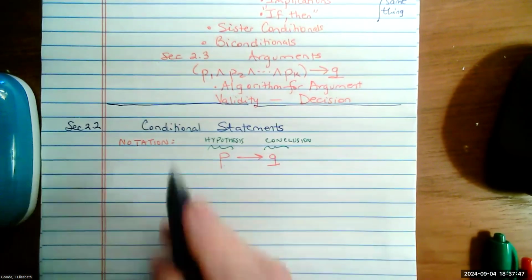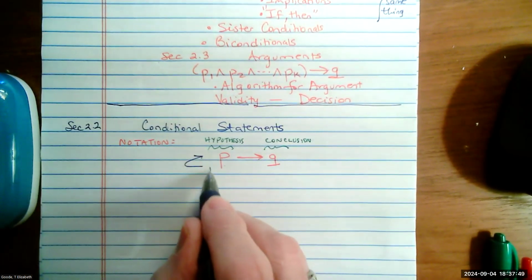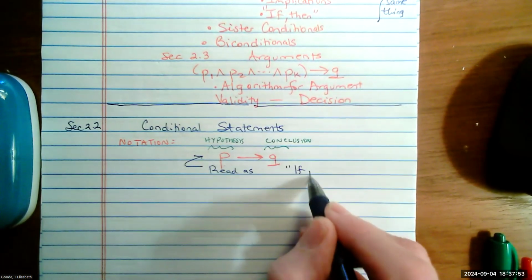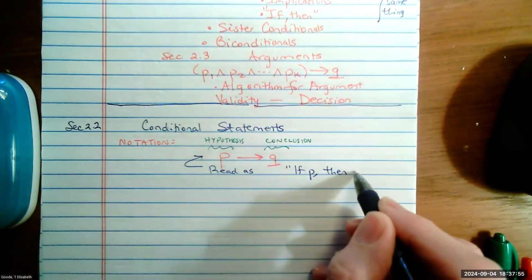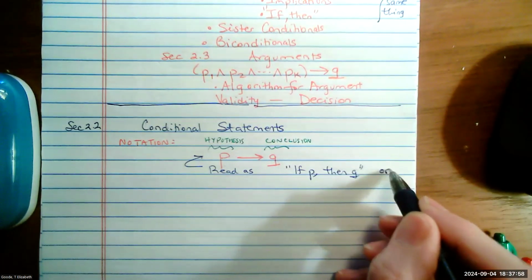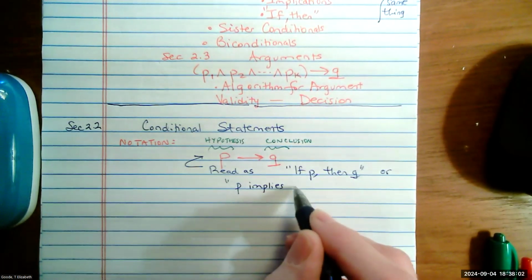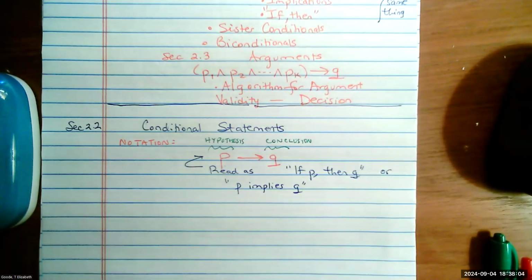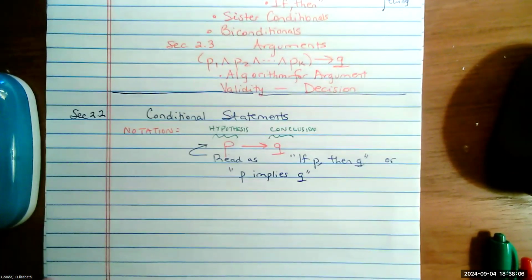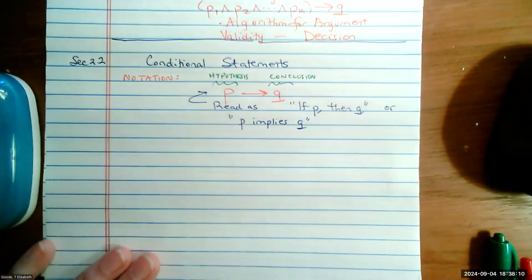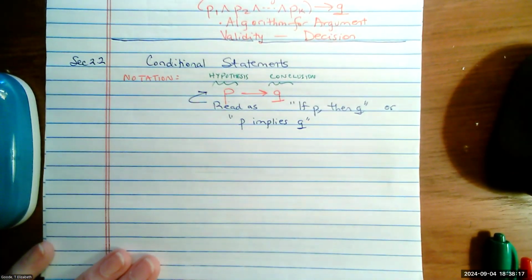The way that we read this, there are a couple of different ways to read this. You can read it as if P, then Q, or you can read it P implies Q. Either one is perfectly fine. All right, so we'd like to understand this new operator. In other words, we'd like to know, when is this new compound statement true, or when is it false?